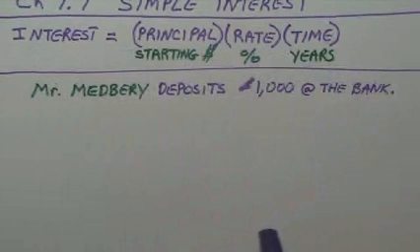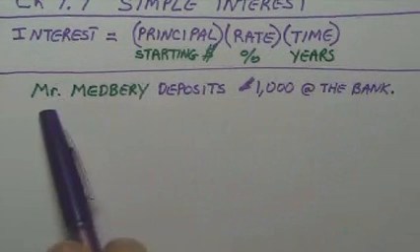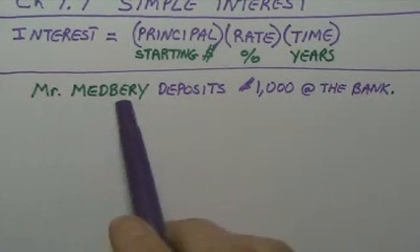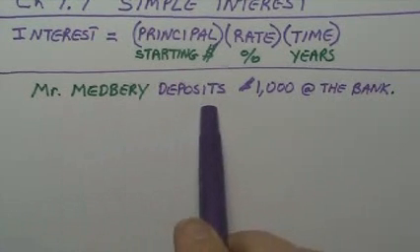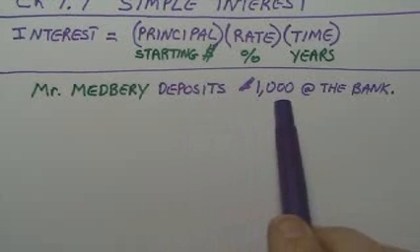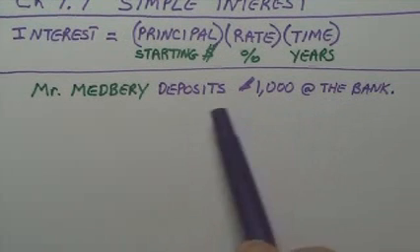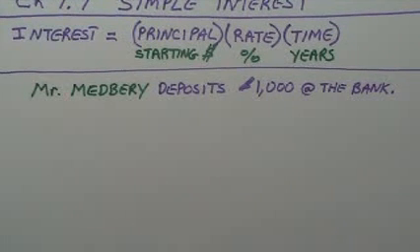Now let's go ahead, it's a word problem. If you want to put your name instead of my name, I just put my name in there, but if you want to put yours, go ahead. So I said, Mr. Medberry deposits $1,000 at the bank. That means I gave them $1,000.